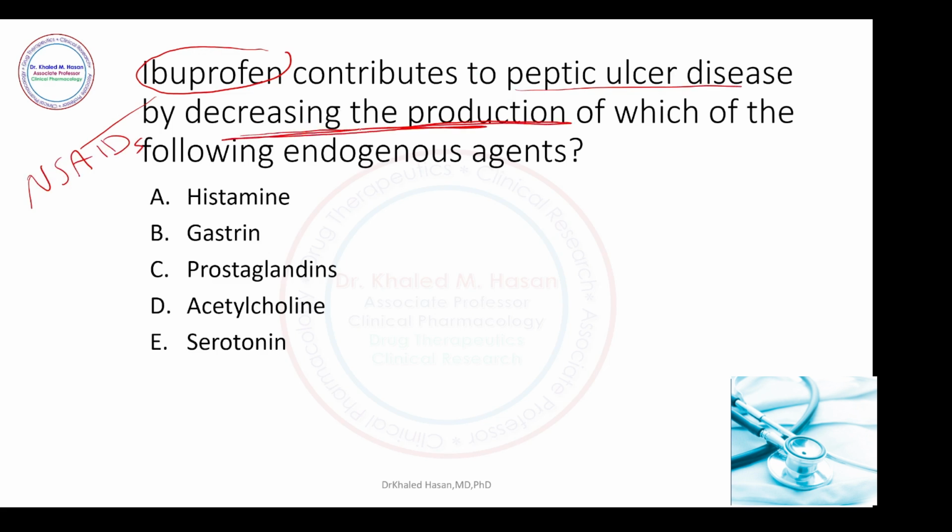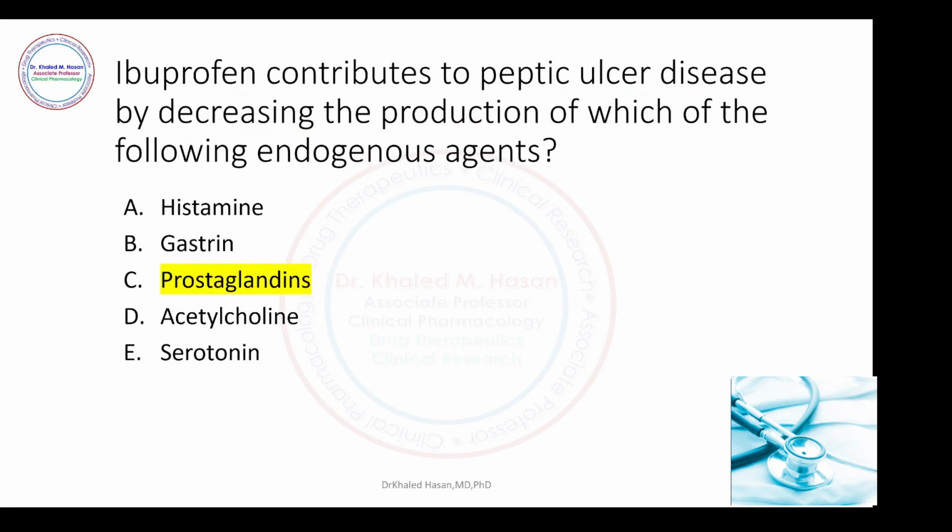So we're looking for a mediator decreased by the NSAID. Histamine decrease, no. Gastrin, no. Serotonin, acetylcholine, no. So the correct answer will be prostaglandin. So the correct answer: ibuprofen decreases formation of an endogenous substance, prostaglandin, and leads to peptic ulcer disease.